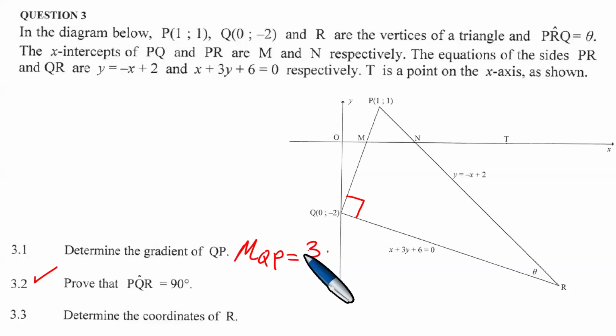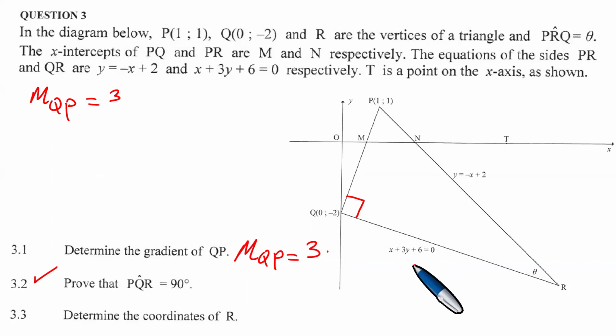First things first, we must know two things. We need to know the gradient of PQ, or using the same language as the examiner, the gradient of QP. So we write that one, and this gradient of QP is 3.